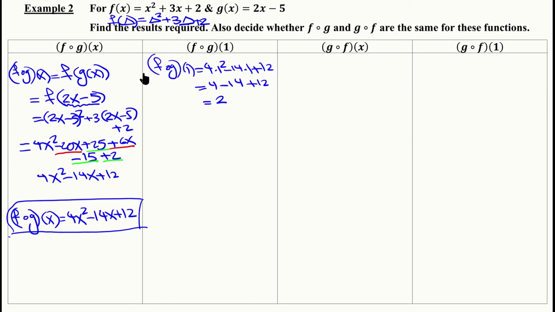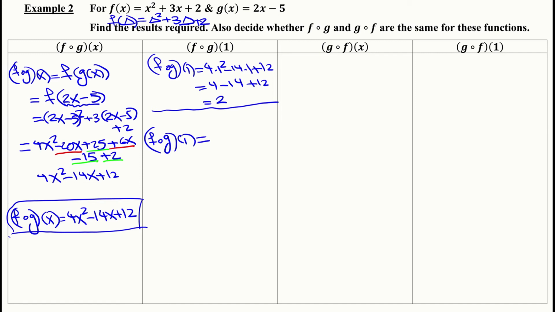But what if the problem didn't care for you to find this and they only wanted you to compute that? Do you need to go through all this and then get the 2? No, you don't. You could have just gone directly to what f circle g of 1 means. So we're done with it. We're just doing it in an alternative way now.